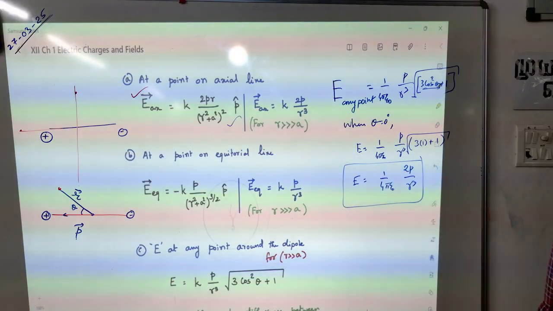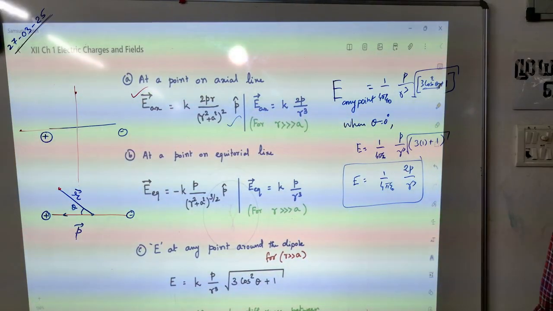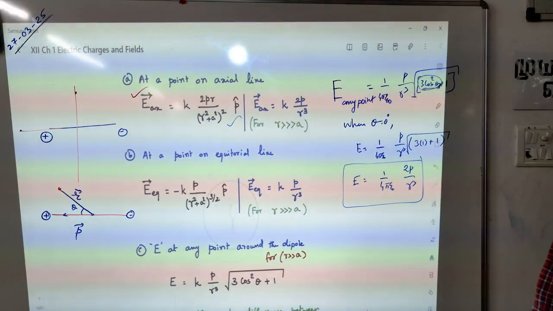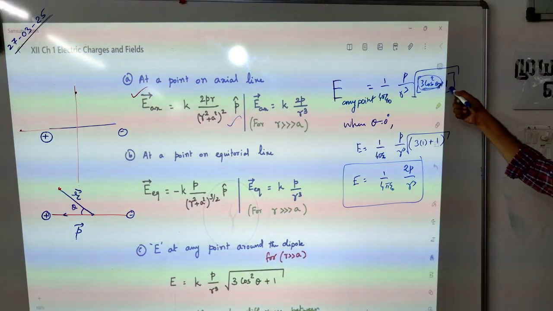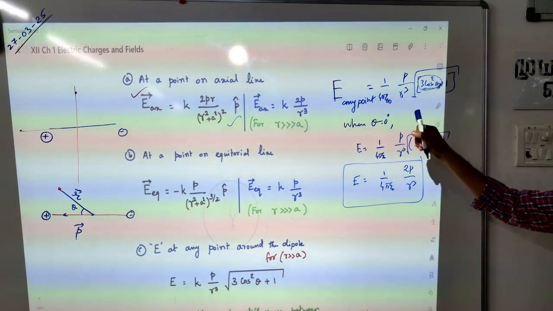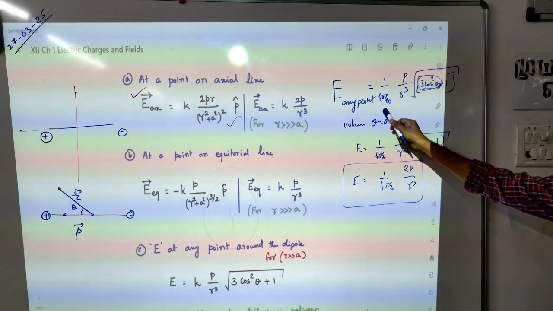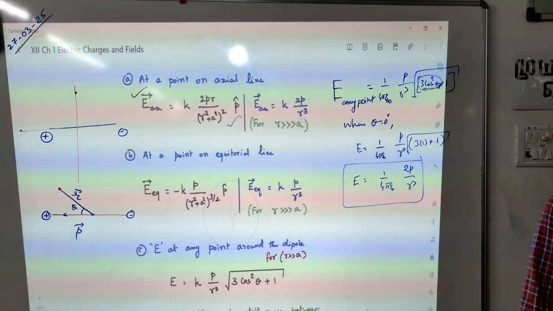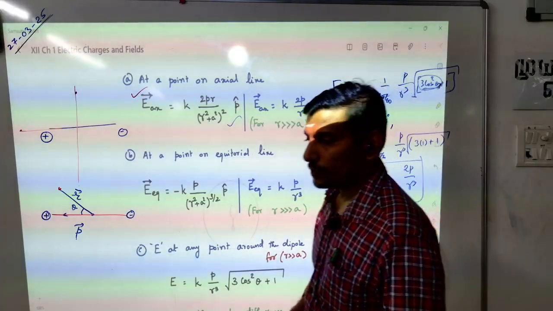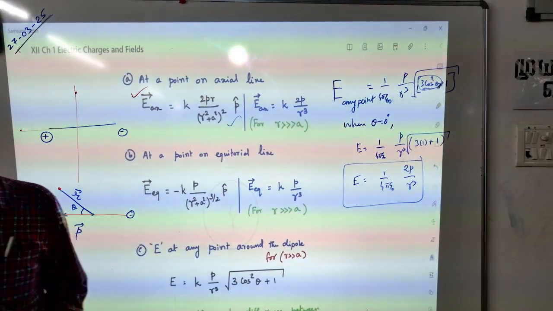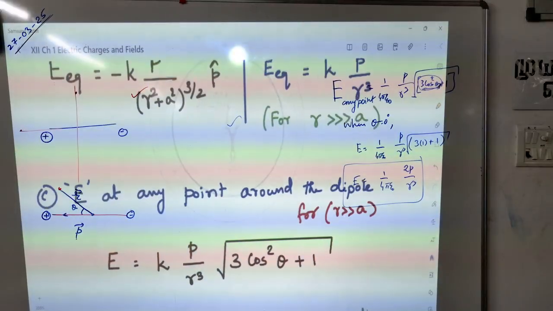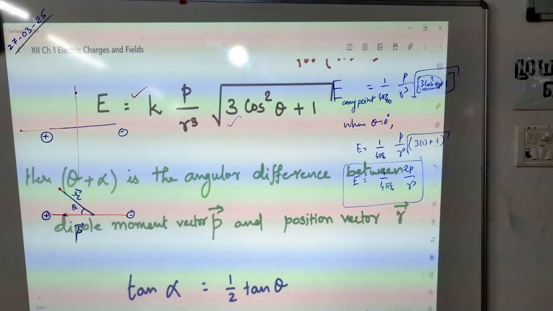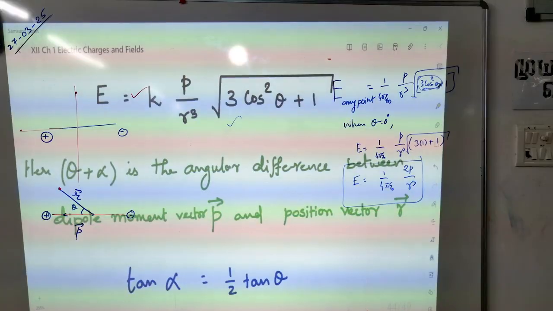That is the axial line case. Suppose you substitute the angle equal to 90 degrees, what will happen to this part? The whole 3 cos square theta will become 0. So only 1 will survive. Root of 1 is equal to 1. So this answer is going to be 1 by 4 pi epsilon naught P by R cube, which is nothing but the equatorial line. Got it? So here is a common equation for all. Noted?